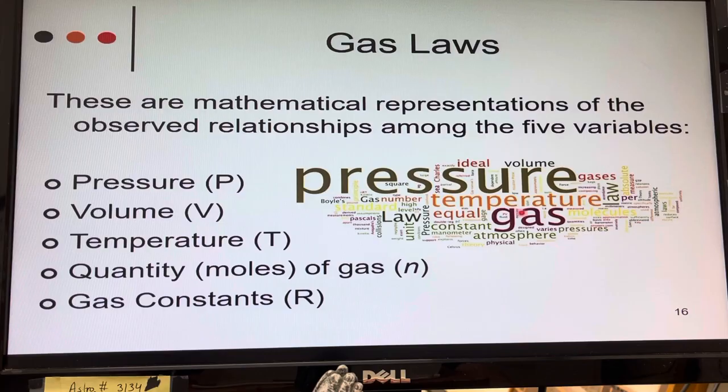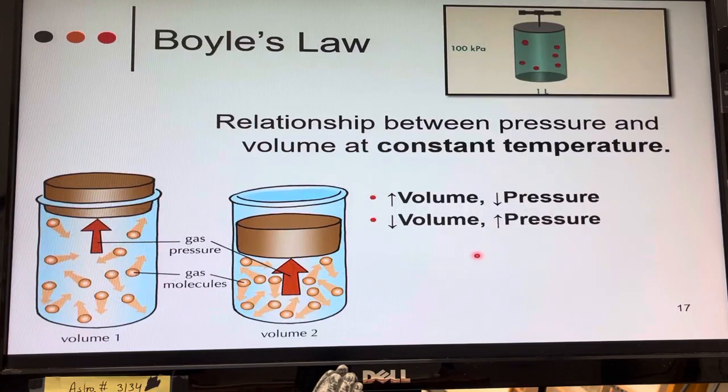All right. These laws are the ones we're going to focus on. These other gas laws we're about to go over. They are mathematical representations of the observed relationships among those 5 variables that we just talked about: pressure, volume, temperature, moles, or quantity, and the gas constant, which you never have to figure out, which is a good thing. You're always given the gas constant. You just have to know which one to use, because there are 3 different ones. All right, here's the first one.